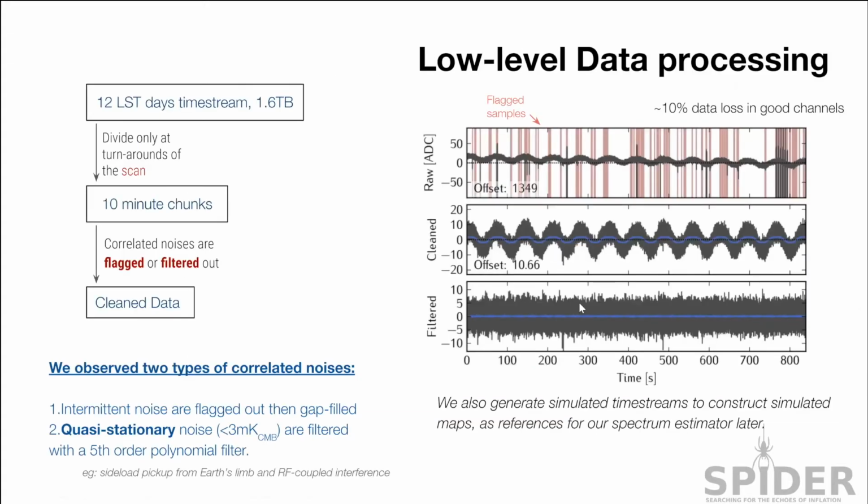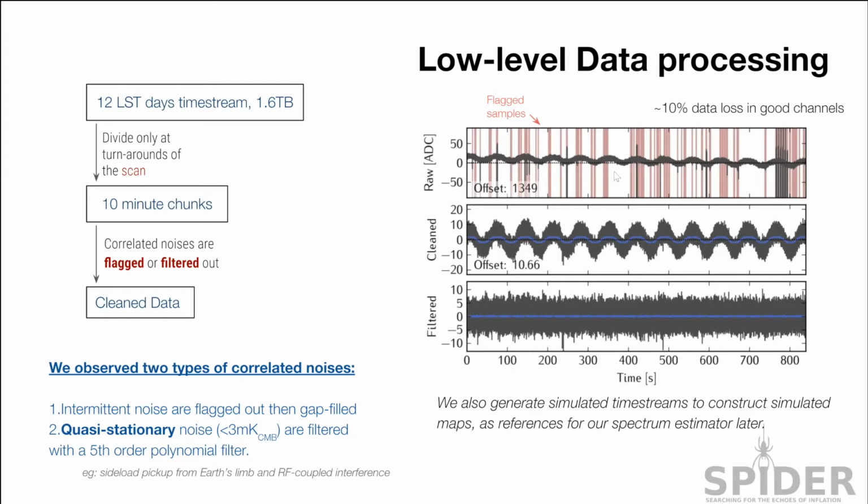We had around 2 terabytes of time stream from the 12 LST days. For our pipeline in the analysis paper, we divide these data into 10-minute chunks, and we flag the intermittent noises. On the right here, I show an example of a chunk of time stream. In the upper panel, the red is the data that has been flagged out. In a typical good channel, this data loss is around 10%.